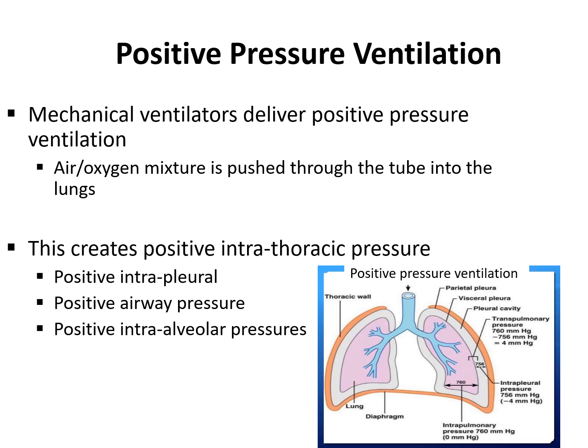Now let's talk about positive pressure ventilation, which is what mechanical ventilators deliver. This is a mixture of air and oxygen pushed through the tube into the lungs. So what does that do? It creates a positive intrathoracic pressure, which includes positive intrapleural, positive airway, and positive intraalveolar pressures. There will also be some complications due to this positive pressure, which we'll talk about later, but understand that this is the difference between normal breathing and mechanical breathing: negative pressure as opposed to positive pressure.